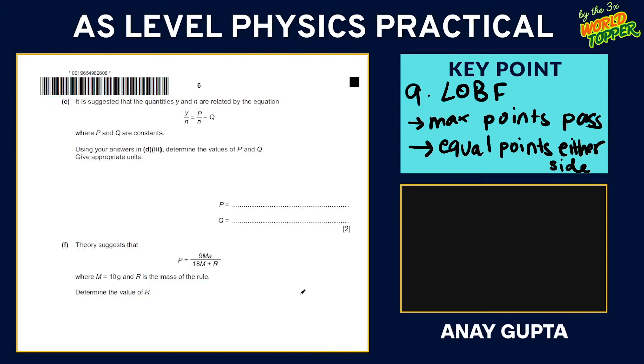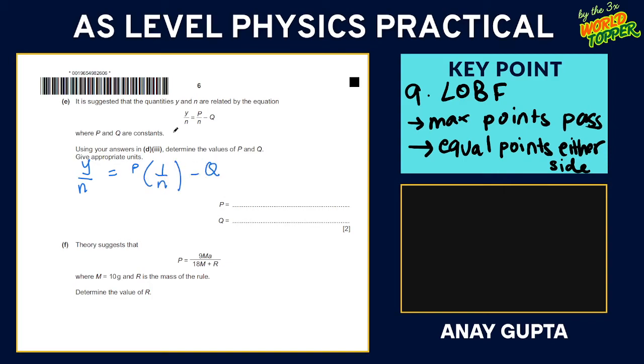Okay, next question. It is suggested that these quantities y and n are related by the equation y by n is equal to p by n minus q, where p and q are constants. Using your answers in D3, determine the values of p and q and give appropriate units. Very simple, guys. In this particular question, one value is always going to equal your gradient, another value is going to equal your y-intercept. Always. So I can rearrange this as y by n is equal to p times 1 by n minus q.